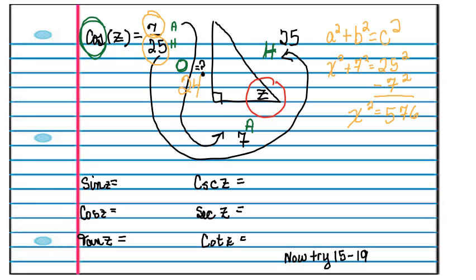And so that's 24. So now we can make all our little trig ratios in accordance to angle Z. Sine is O over H, so it'd be 24 over 25. Cosine is A over H, so it'd be the 7 over 25. We already have that. Tan is O over A, so 24 over the 7. Cosecant is a reciprocal, so it's 25 over 24. Secant is 25 over 7, a reciprocal, and then cotangent is 7 over 24. Now you go ahead and try number 15 through 19.